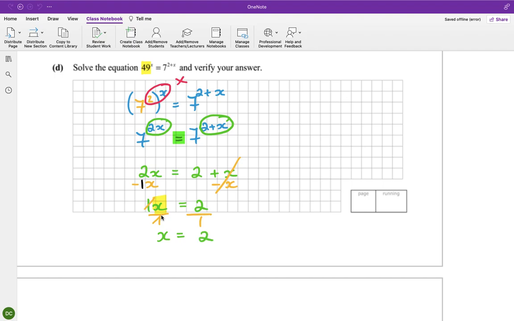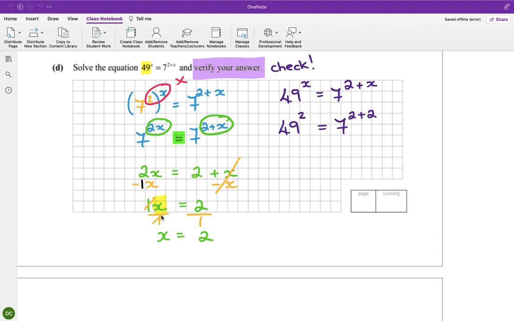And then this bit, and I'm not going to be too fussy about this, but I may as well answer it correctly while I'm doing it. Verify your answer basically means check your answer, which is where we just go back to the very beginning. So 49 to the x equals 7 to the 2 plus x. And we put in our answer and see does it work. So we said that x is 2, so I'm going to replace that with a 2.